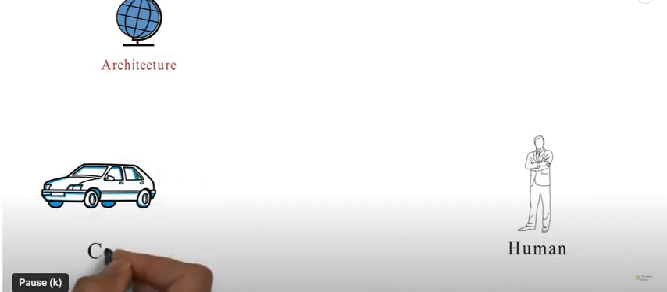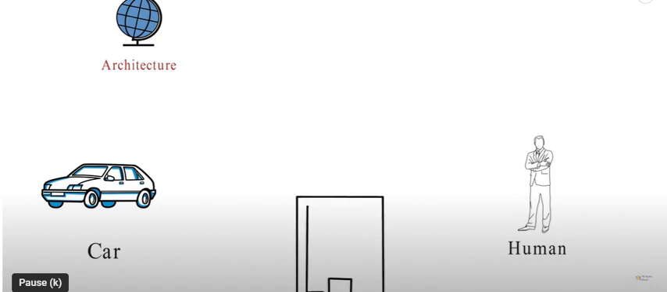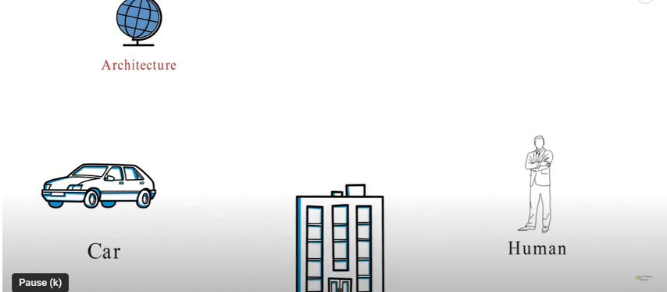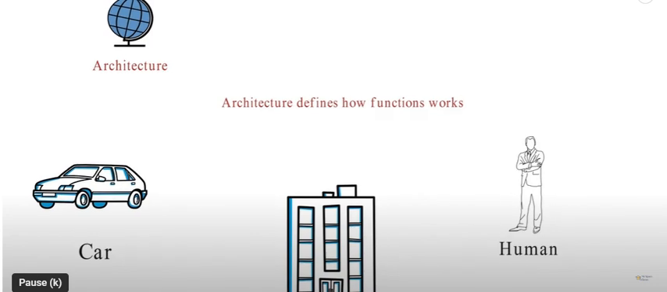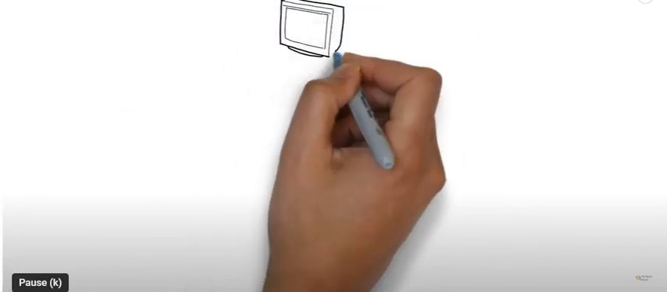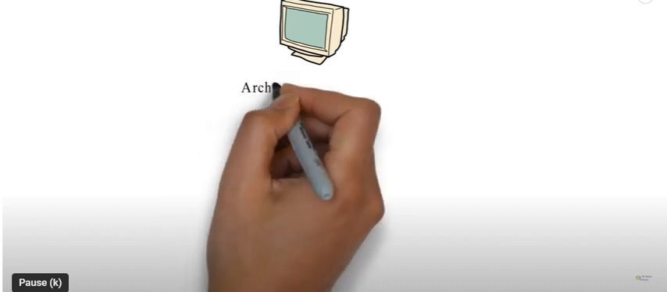Every object in the world has its own architecture. Like the human body has its body architecture, and the car has its own architecture, and even the buildings and the offices have their very own architecture. So it depends on how the function works. The same way, a computer also has a particular architecture.